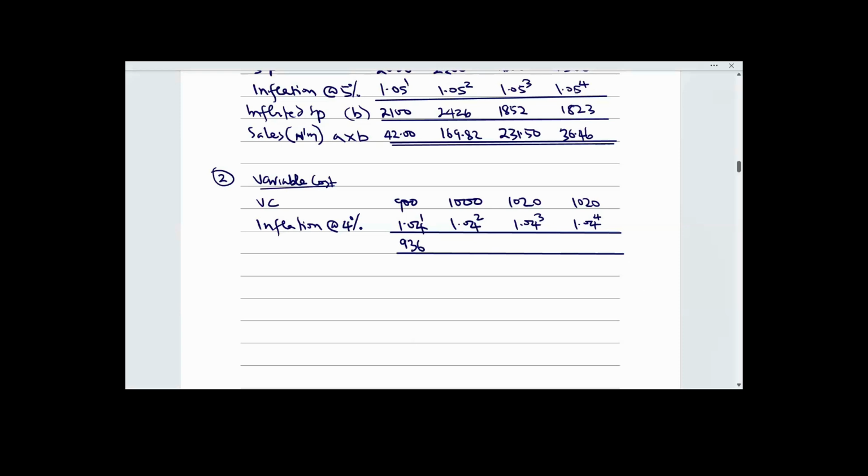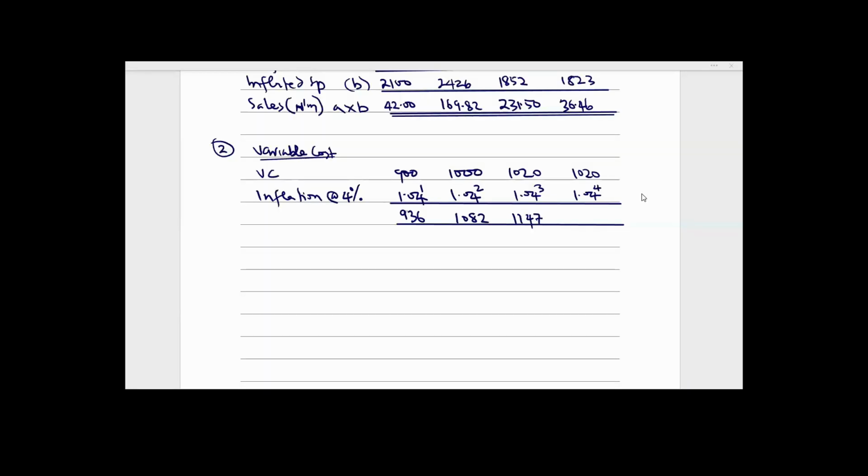Then for the second year, 1.04 raised to power year 2 equal, then multiply by 1,000. That's 1082. Here is 1082. Sorry for the break in transmission. It's the same issue. I just changed to another one now. Hopefully it will be more stable. Let's continue, please.